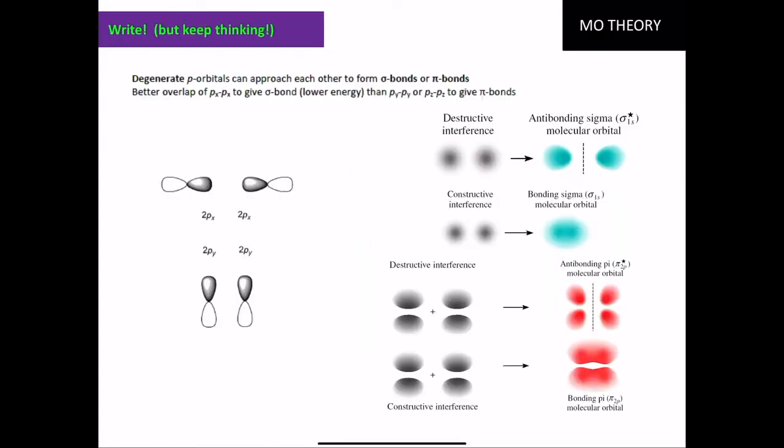All right, now we're to the writing. So we've gone over all these things. Go ahead and draw in your notes what happens when these 2 px's overlap directly. What kind of bond do we get, sigma or pi? And it is right, sigma. So we'd get a sigma bonding MO, and then we could get a sigma antibonding MO with the node in between, represented by this picture.